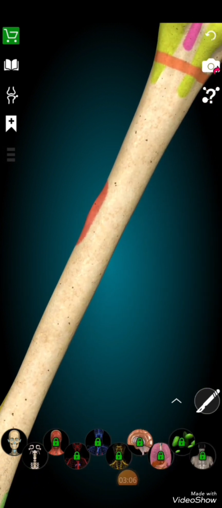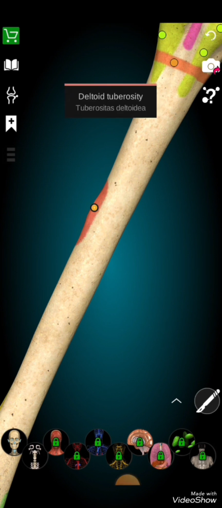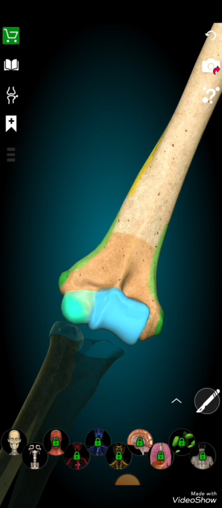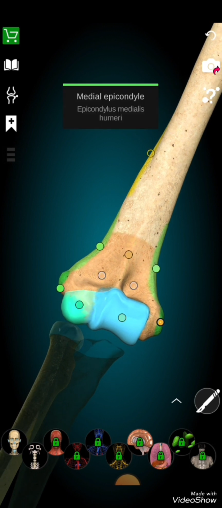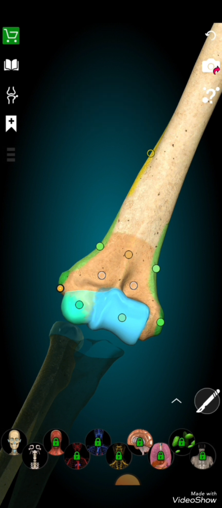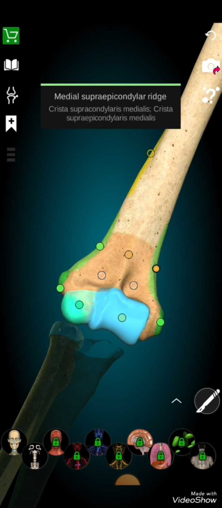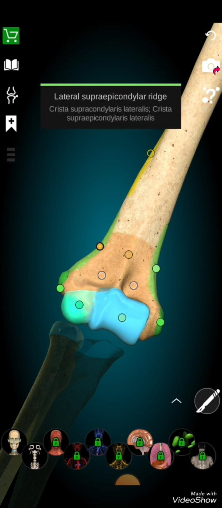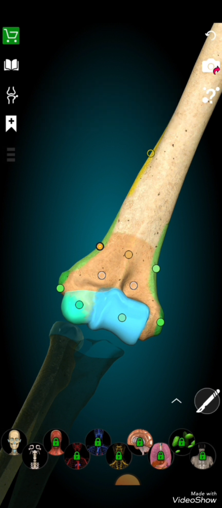Now you can see in the middle of the shaft on the lateral aspect, this is the deltoid tuberosity for the insertion of the deltoid muscle. Now if we concentrate on the lower end, let me show you that this is the medial epicondyle. This is the lateral epicondyle. Now concentrate above the medial epicondyle, we have got the medial supracondylar ridge. Above the lateral epicondyle, we have got the lateral supracondylar ridge, right?